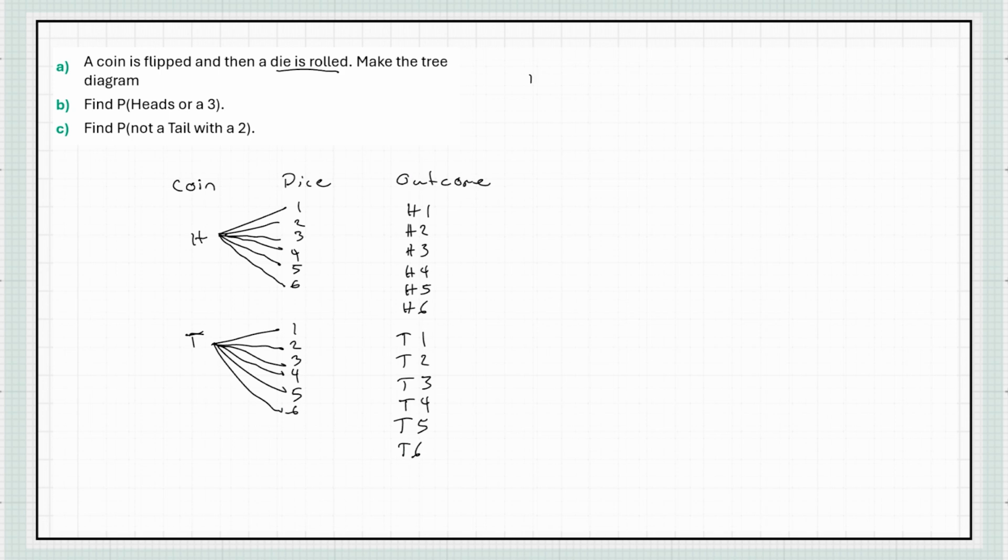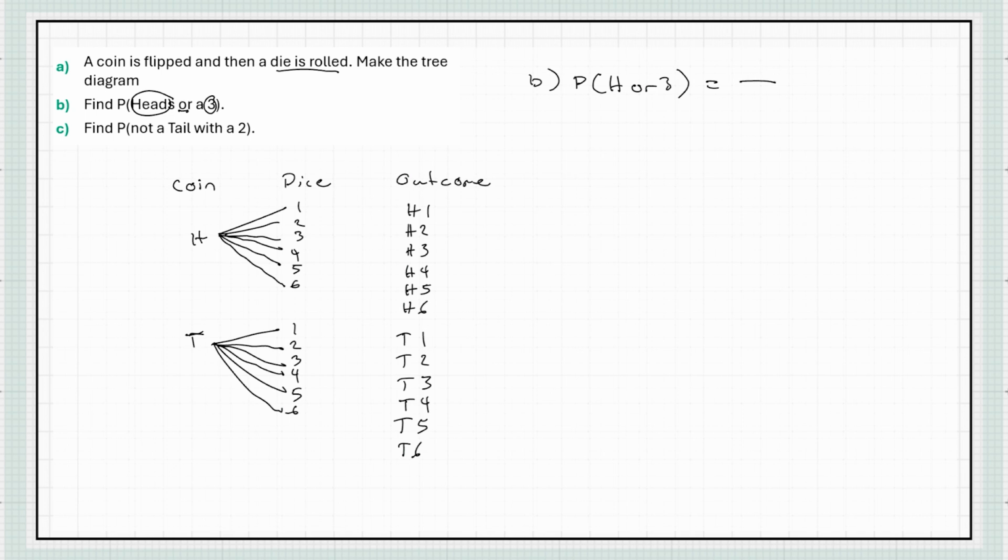We have to look at, for B, what is the probability of heads or 3? So probability H or 3. Now remember that OR is inclusive. So that means that we are taking the probability of getting heads and adding it to the probability of getting 3s. Now, the one distinction we have to make here is that if these two have an intersection or an overlap, we have to take that away.